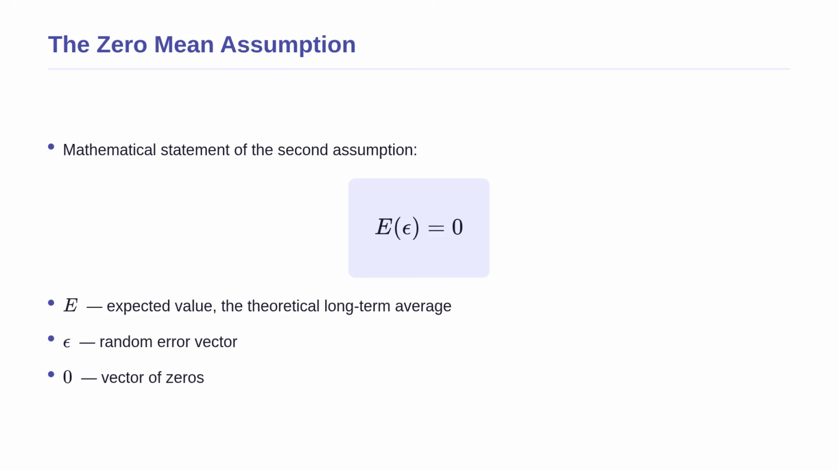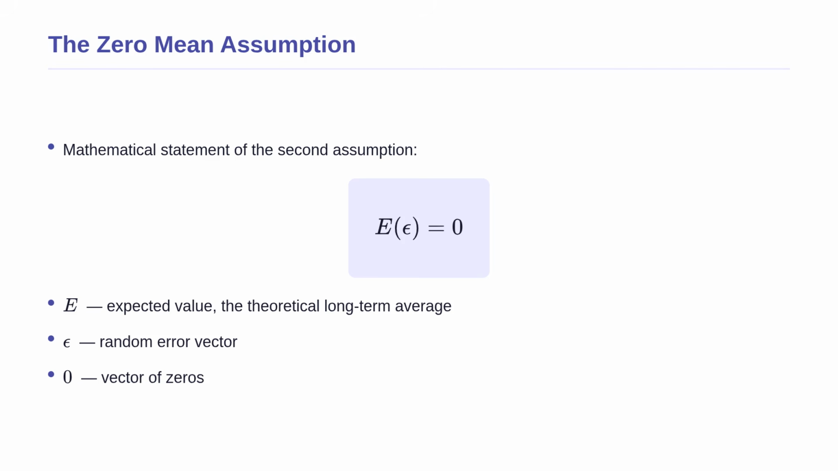Let us look closer at the second assumption, the zero mean of errors. The formula is E of epsilon equals 0. Conceptually, this means that the random noise does not systematically push our predictions too high or too low.